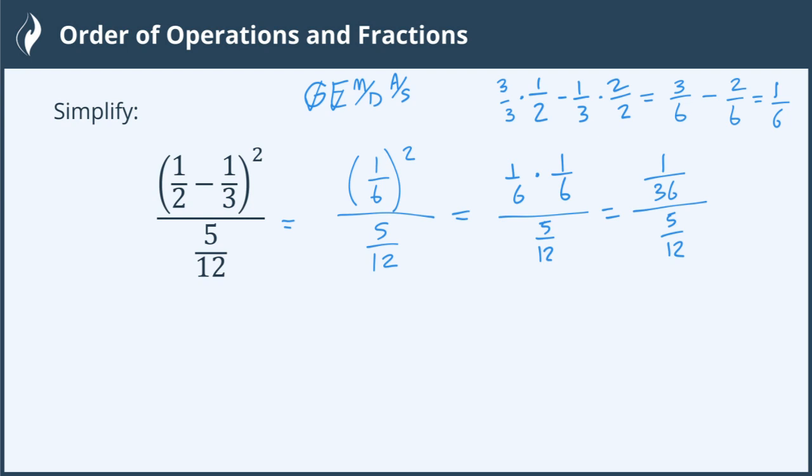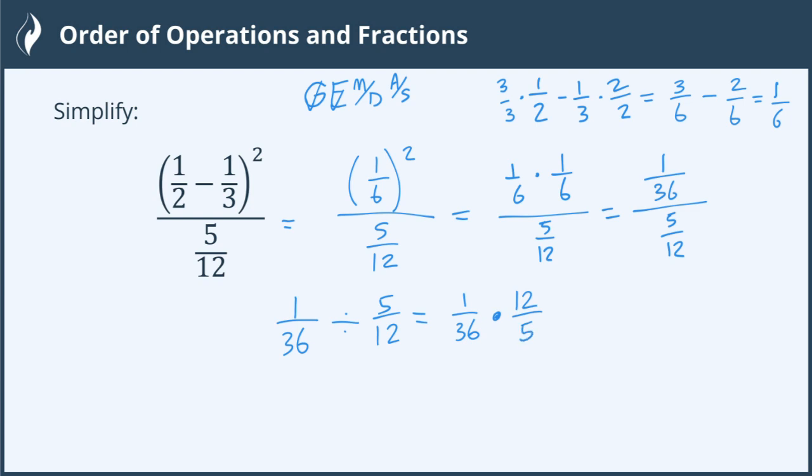Next is multiplication and division. I don't have any multiplication, but I do have division. Now, if this fraction stacked on top of fraction makes you uncomfortable, it's hard to read, let's just rewrite it. 1/36 divided by 5/12. So when I'm dividing fractions, I keep the first one left alone. I change to multiplication, and I flip the second fraction. In other words, I find its reciprocal.